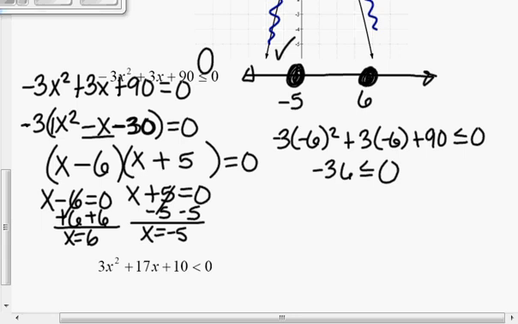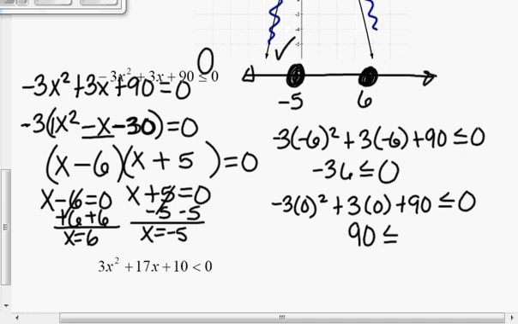Then we're going to pick a number between negative 5 and 6, so 0. So we do negative 3 times 0 squared plus 3 times 0 plus 90 is less than or equal to 0. When we do this and we put it in our calculator, we get 90 is less than or equal to 0. Since this statement is false, we're going to put an X mark above this interval. Then we'll check our final interval, so a number larger than 6.